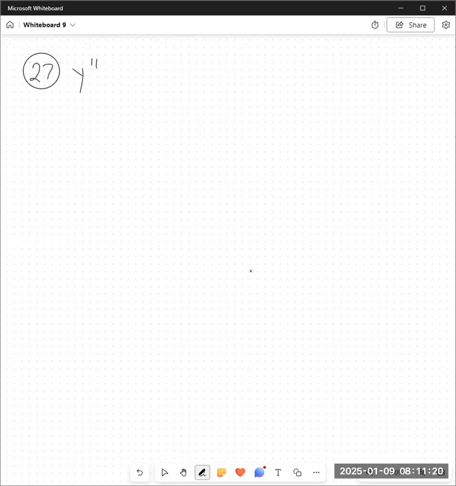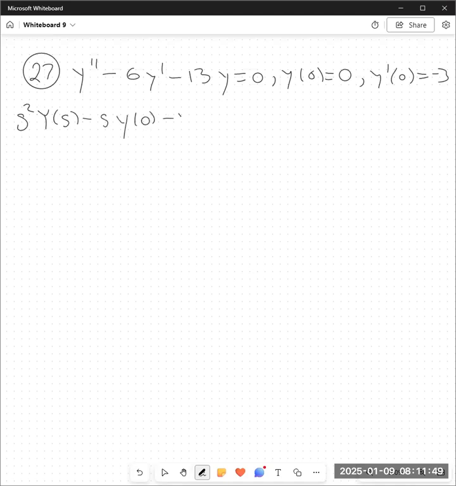y'' - 6y' - 13y = 0, with y(0) = 0 and y'(0) = -3. So we have s² Y(s) - s y(0) - y'(0) - 6s Y(s) + 6y(0) - 13 Y(s) = 0.